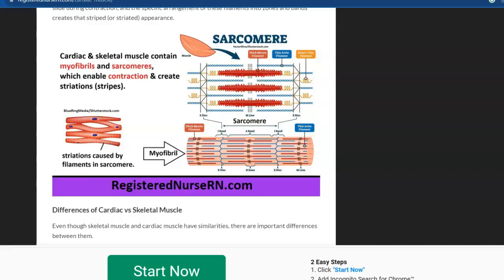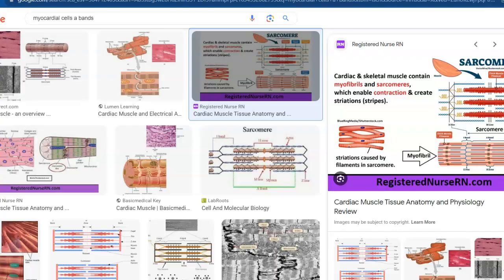Here is a breakdown of that sarcomere and what's called a myofibril. A myofibril is a collection of these actin and myosin fibers that are shortened during the contraction of cardiac, and this also happens in skeletal muscle. Once that contraction is done, energy is used to release them so they can relax back out.